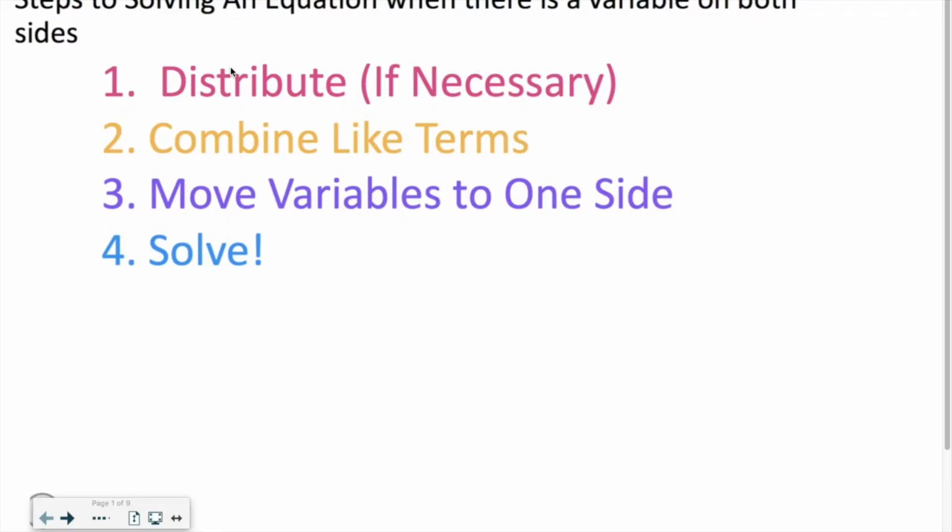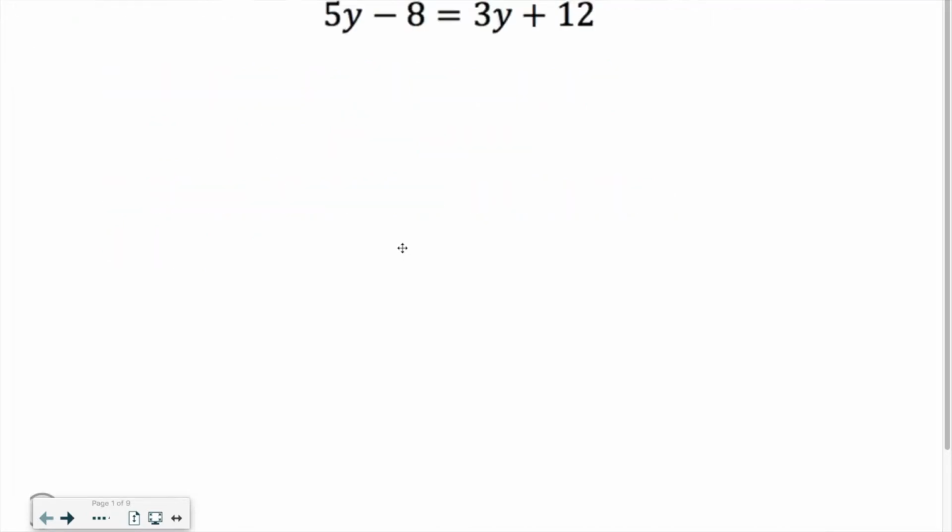So the steps to solve an equation when there is a variable on both sides. Number one would be distribute if necessary. And then you're going to combine like terms, and then you move variables to one side, and then you solve. So you're going to solve for the variable you're looking for.